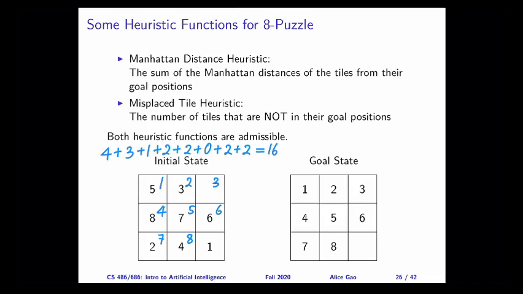Let's calculate the heuristic value together. I've already written down the goal positions of the non-empty tiles. How many tiles are not in their goal positions? Well, out of the 8 numbers, 6 is the only one that's in its goal position. So 7 out of the 8 tiles are not in their goal positions, which means that the heuristic value is 7. Both the Manhattan distance heuristic and the misplaced tile heuristic are admissible. I will explain why very soon.